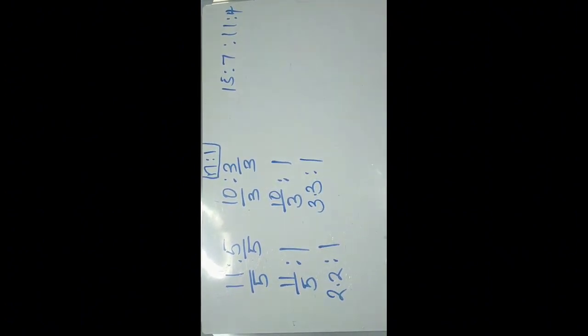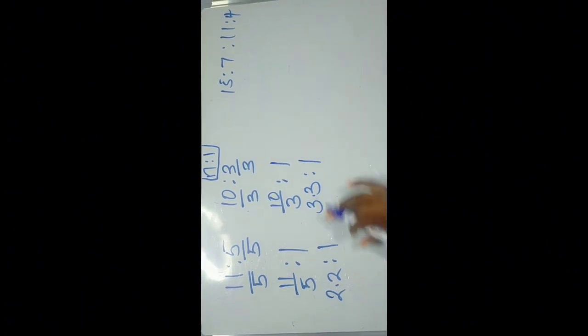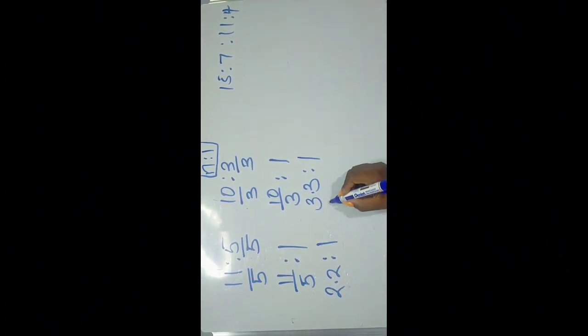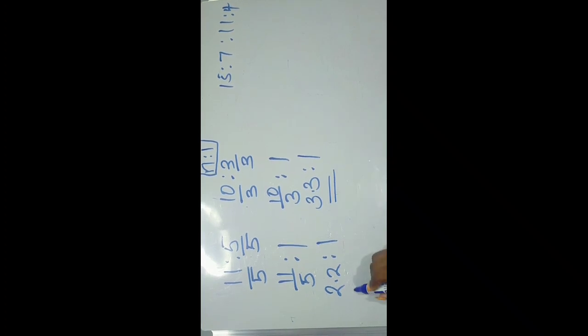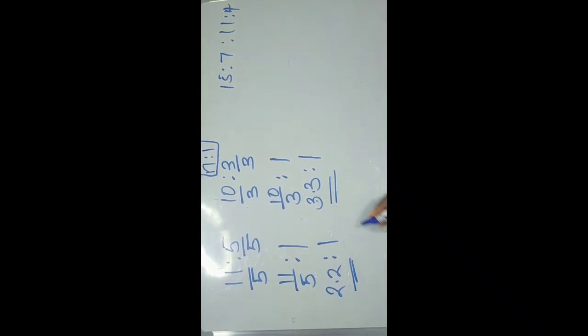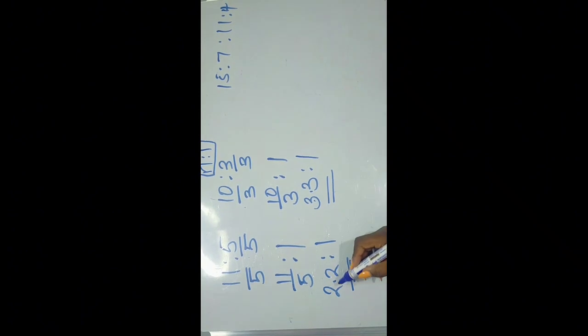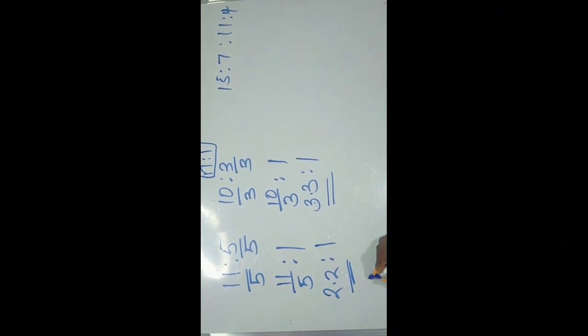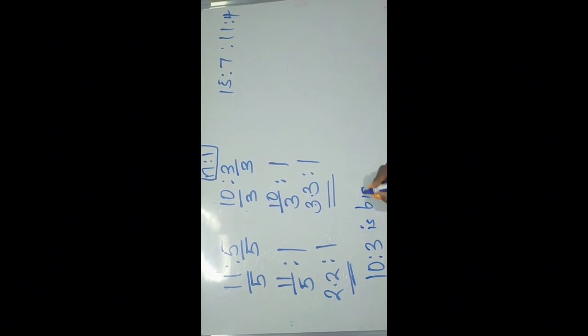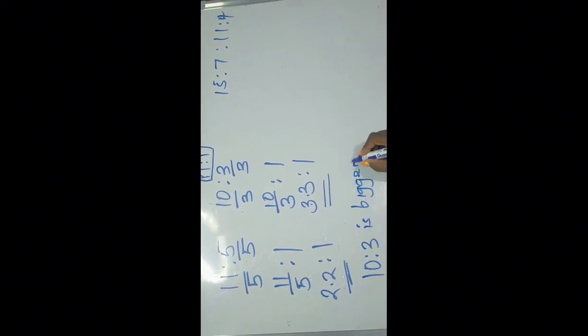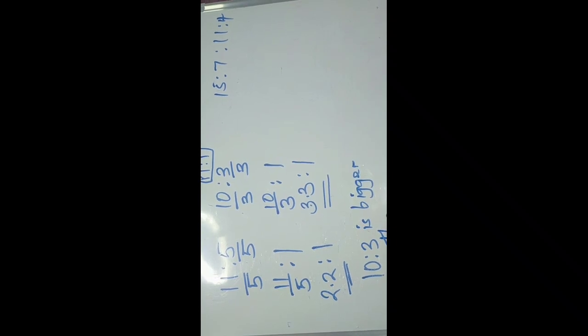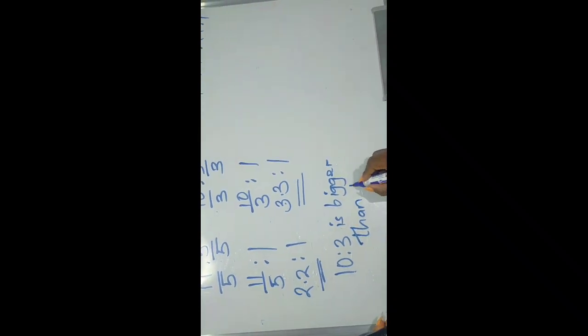Is to 1. Now, by looking at these two ratios, we can say that this one is bigger than this one because of the number 3.3, which is greater than 2.2. So we say 10 is to 3 is a bigger ratio than 11 is to 5.